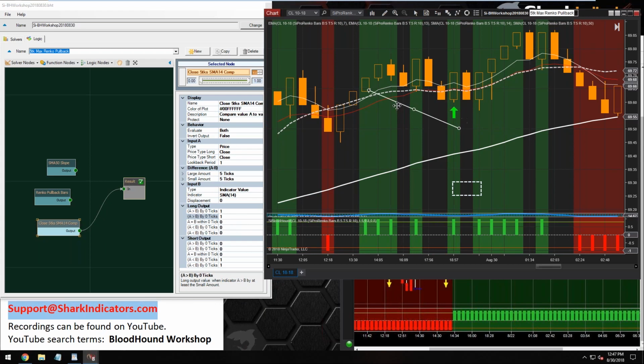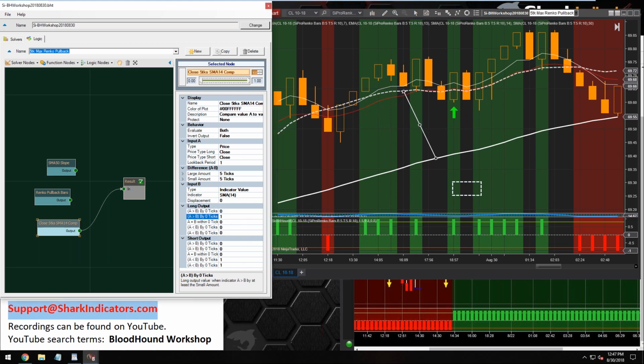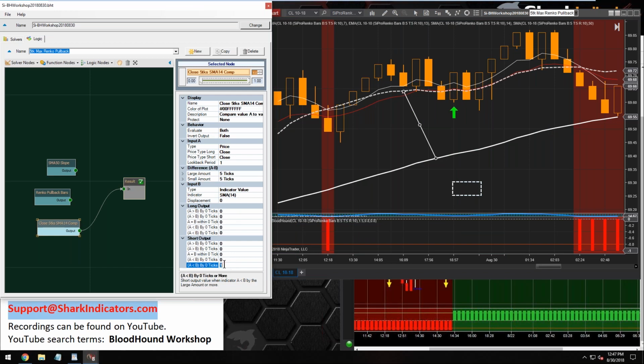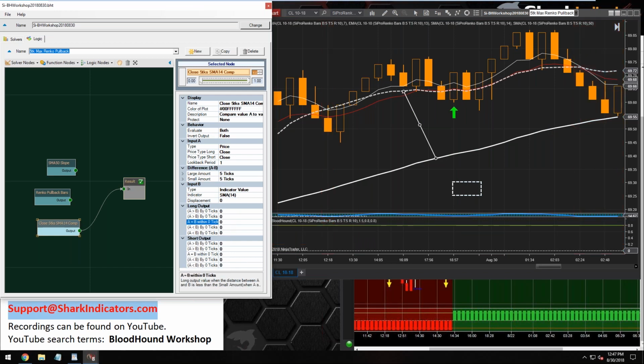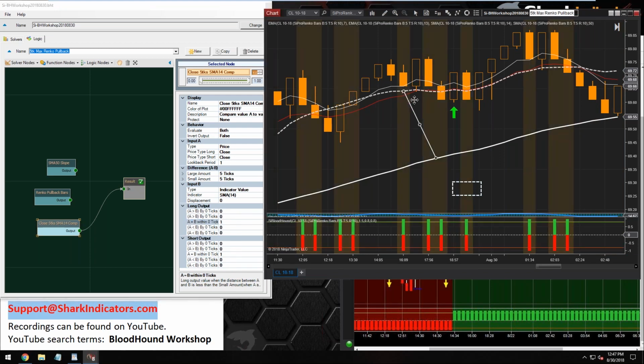Now, if you'll notice, we're getting a long output here whenever the close is 5 ticks above our faster moving average. So that's not what we want. So let's turn all these outputs off. So what we're going to start with is this A equals B here. So now we've identified when the close of the bar is within 5 ticks, but it could be 5 ticks above or 5 ticks below.